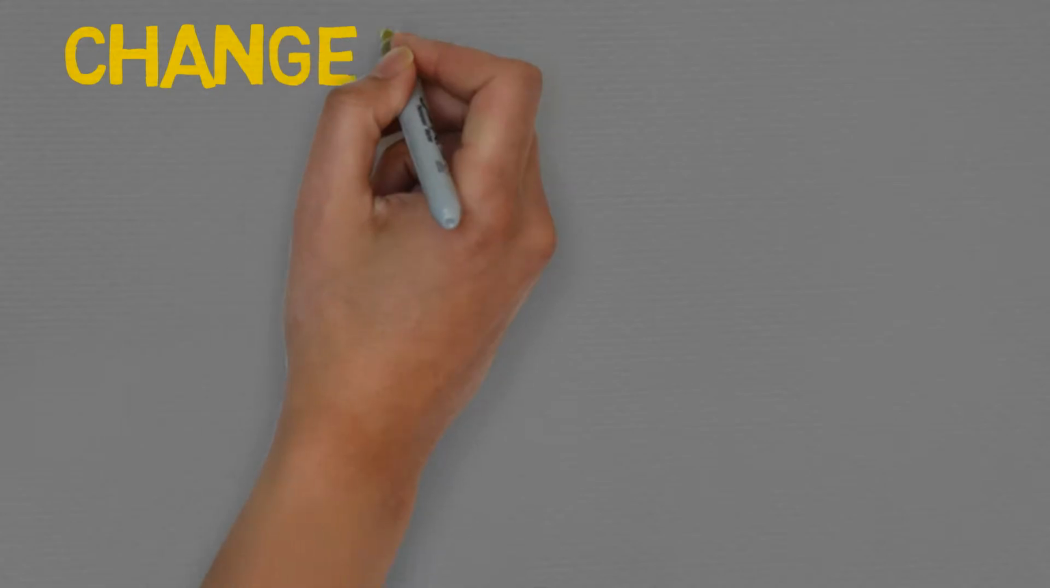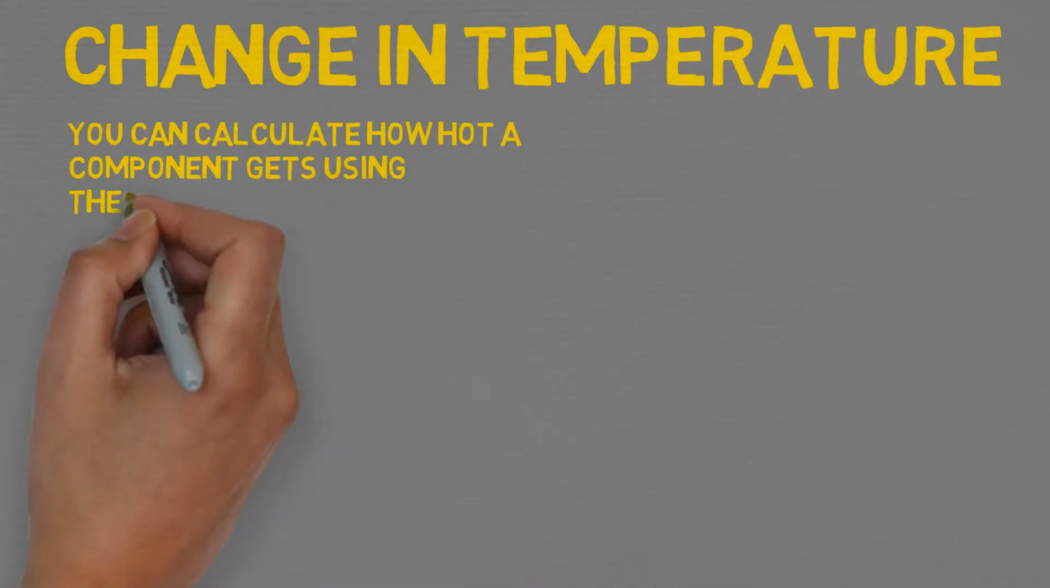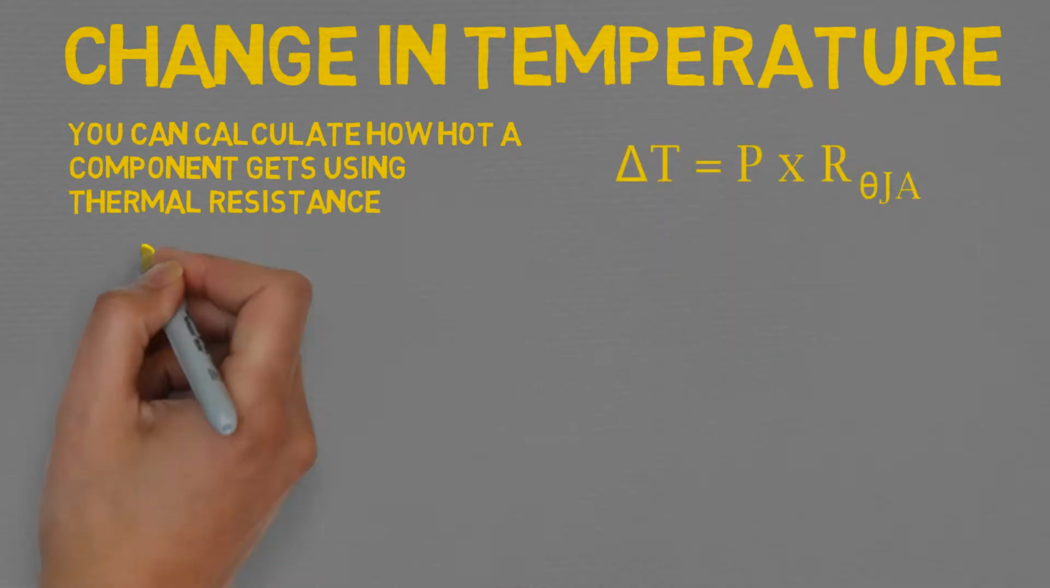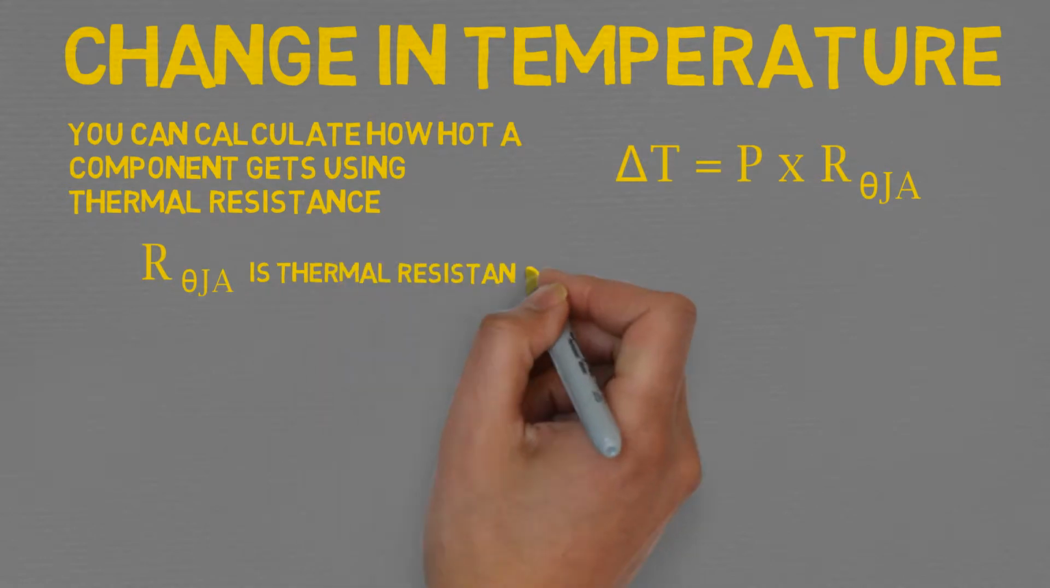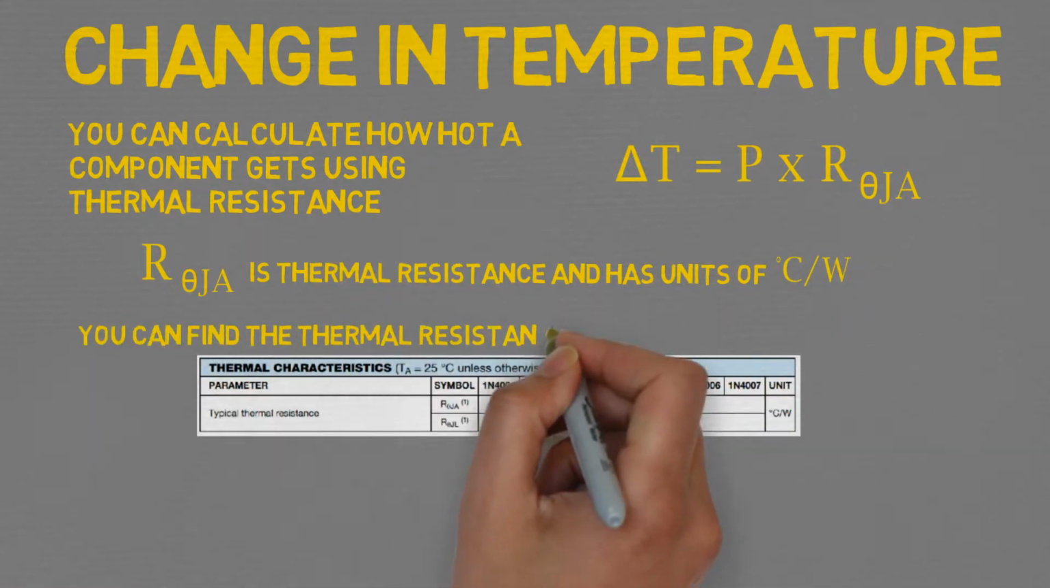Calculating the change in diode junction temperature. You can calculate how hot the internal silicon of a component gets using its thermal resistance. Change in temperature is equal to P times R theta Ja, where R theta Ja is the thermal resistance and has units of degrees Celsius per watt. You can find this thermal resistance in your diode's datasheet.